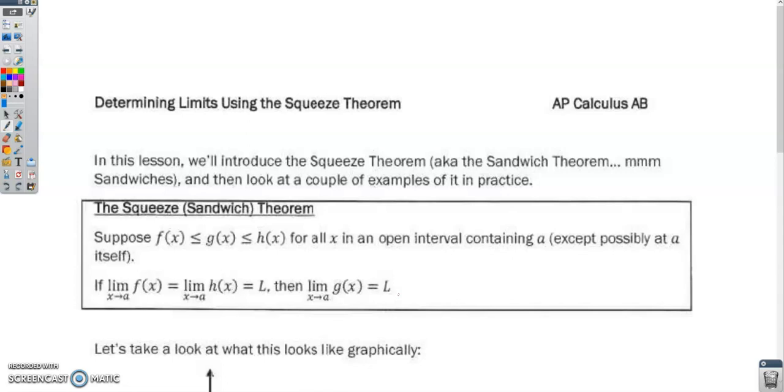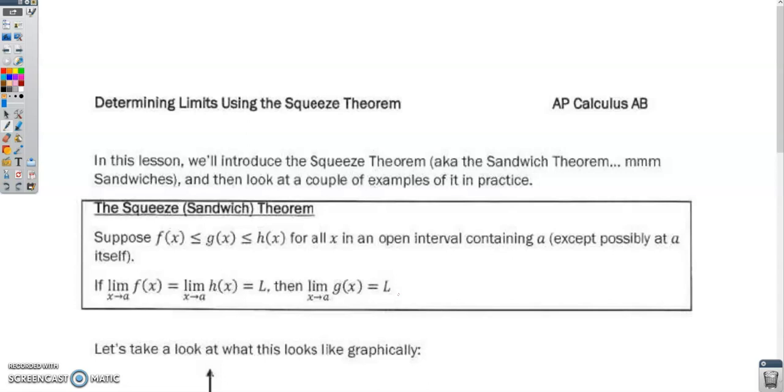In this video, we are going to start working on Unit 1, Section 8 of AP Calculus, determining limits using the Squeeze Theorem. This is probably the first of what will likely be 2 videos, maybe 3. We'll see how things work out.